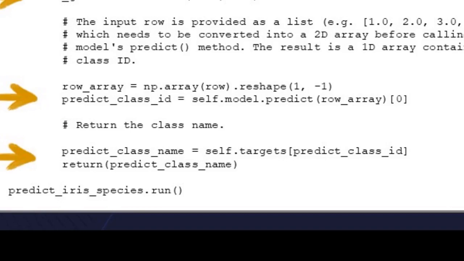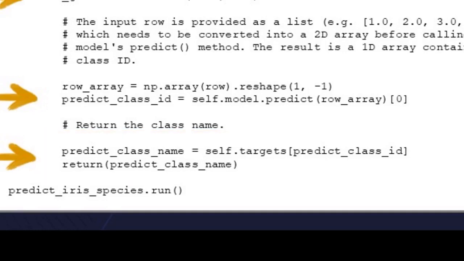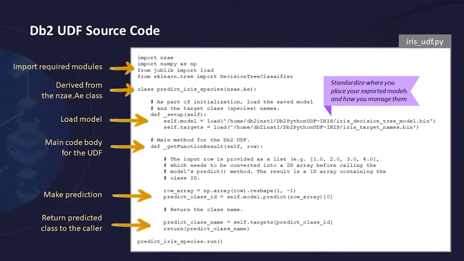It actually returns the class ID, and there are 3 classes, so 0, 1, and 2. That's why I had to store the class names to disk and load them here, so I could then do a lookup into them based on the class number. And then ultimately I return the species name as a string to the caller. And remember, if you run into any code issues along the way, you can always write things out to the routine log to help you debug it.